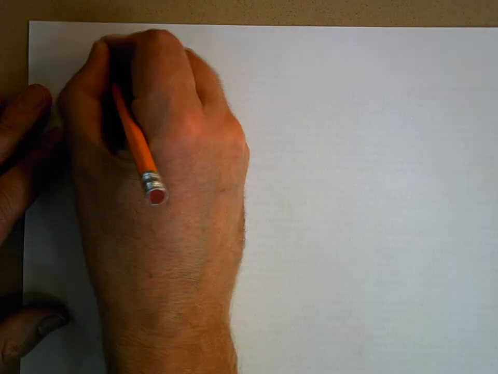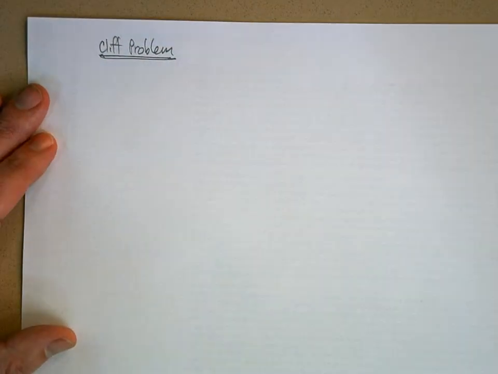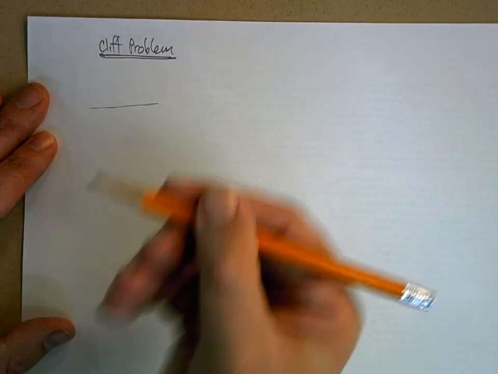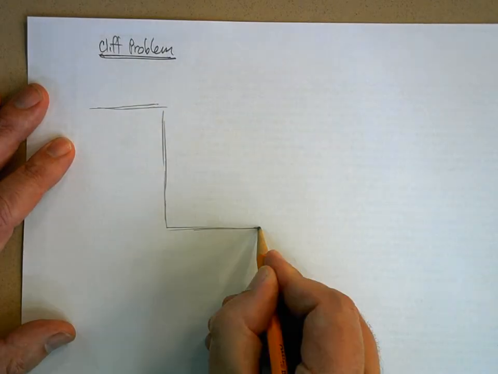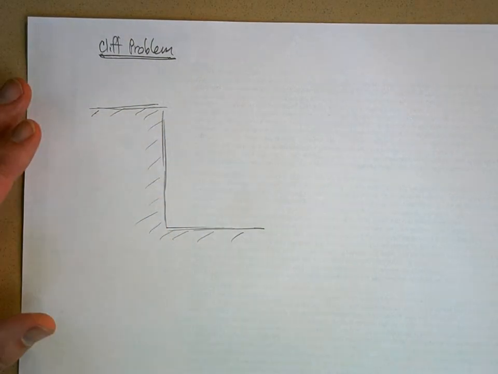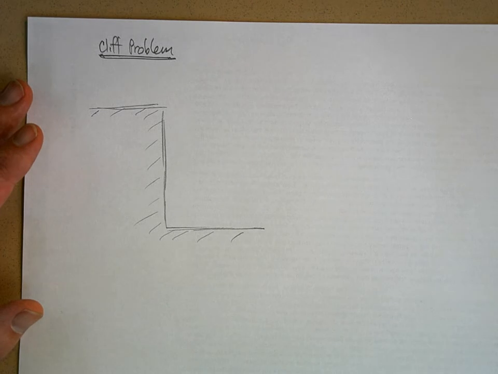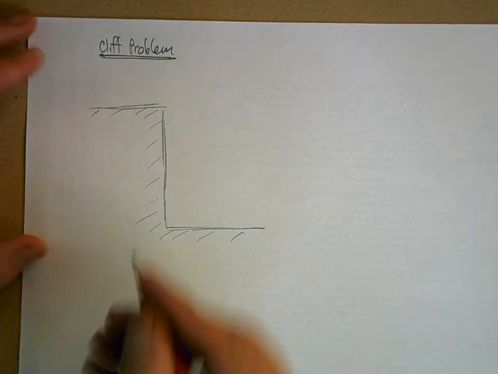Okay, first kind of problem is the cliff problem. So here's the top of a cliff. Now, sometimes it's a building, like you're throwing something out of a window in a building, or off the roof of a building, or you're kicking a stone off the top of a cliff. Or it could even be an airplane where you drop something out of an airplane. They all work this way.